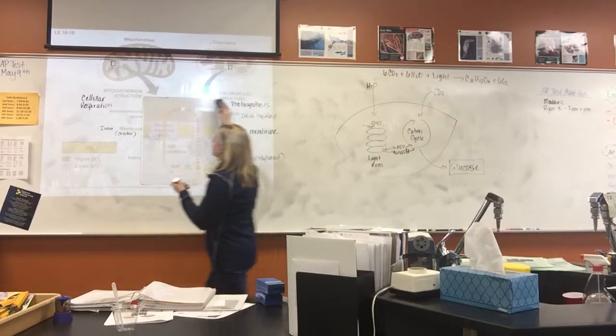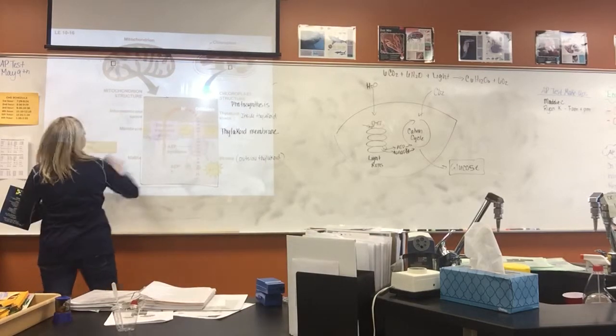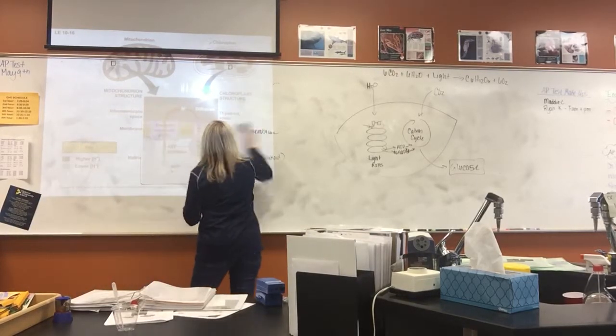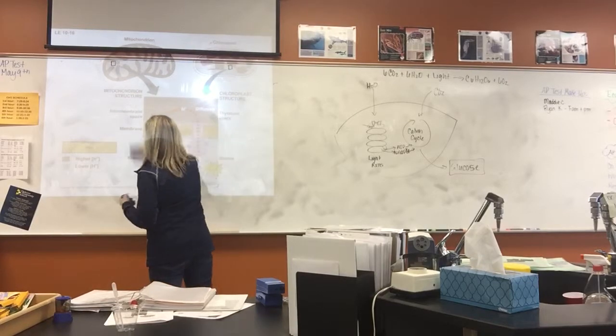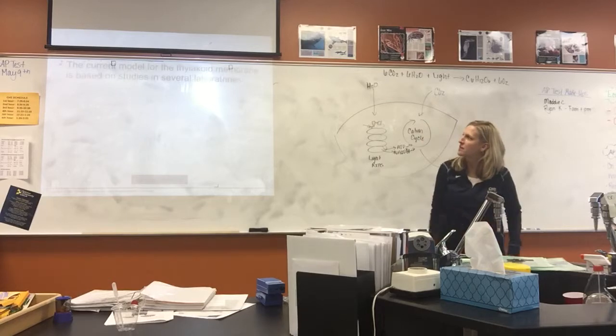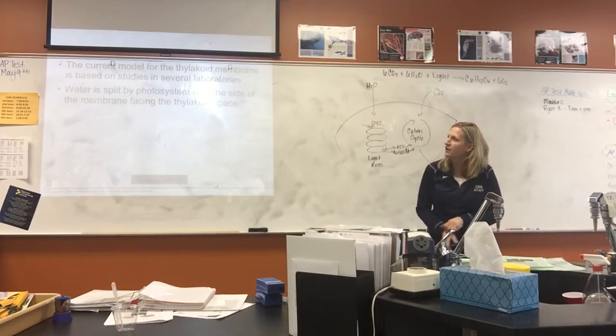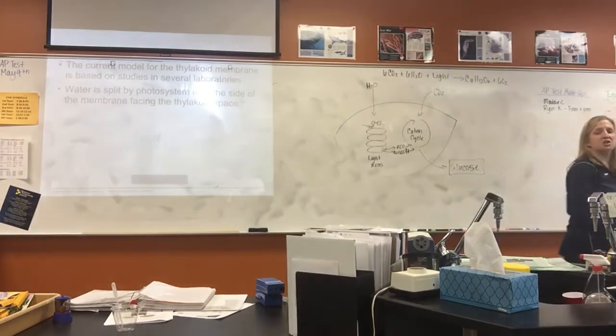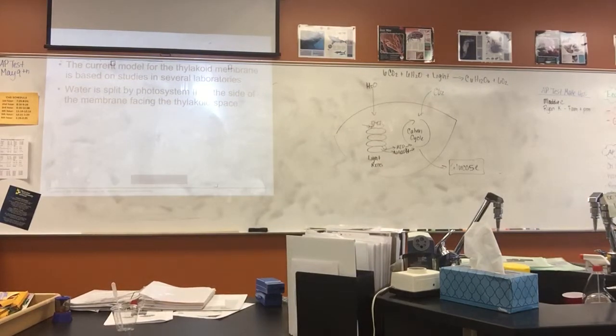Alright, let's go over this. Well, a shrew is a rodent too. Alright, let's see what we got here. So water is split by photosystem 2. Okay, we got that. On the side of the membrane facing the thylakoid space.